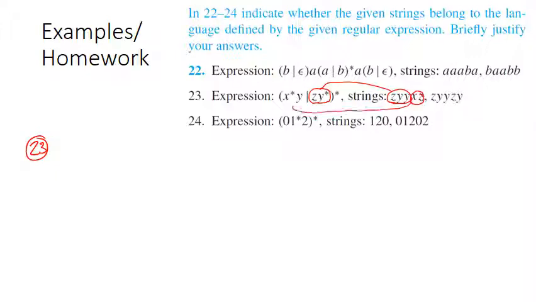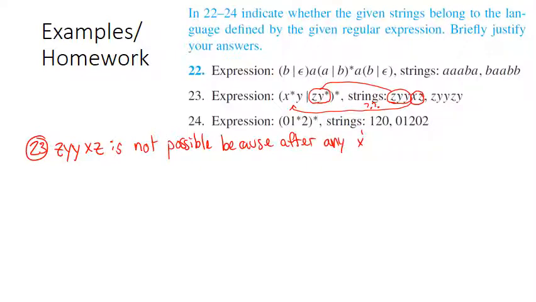Okay, but I don't think the xz part is possible because if you have an x, then you have to have a y after it, right? So this is not going to work. So zyy xz is not possible because after any x's, there has to be a y.